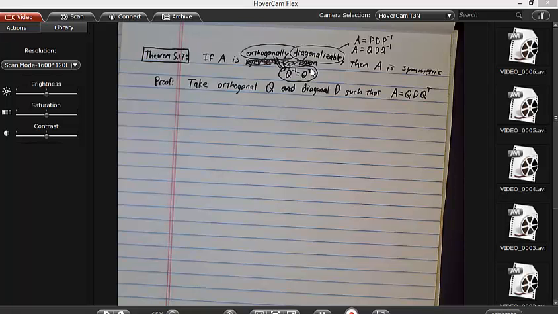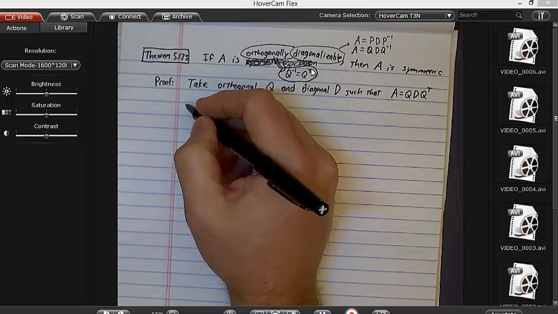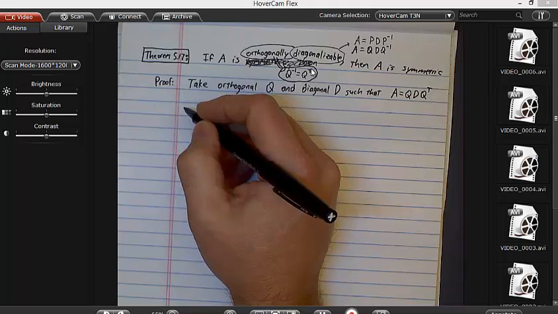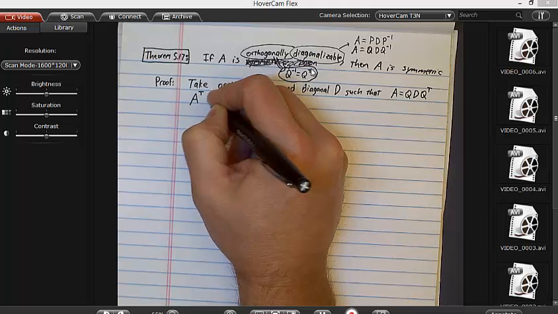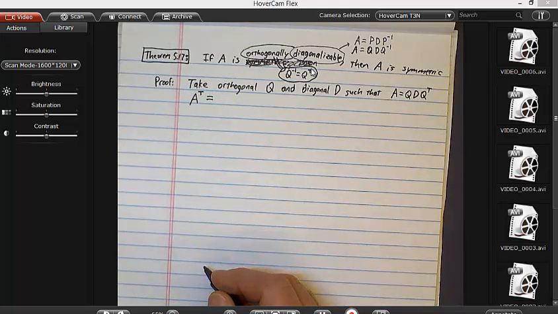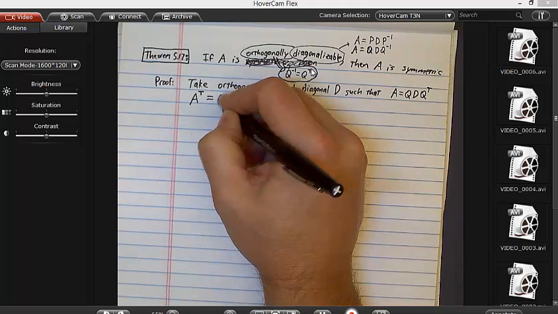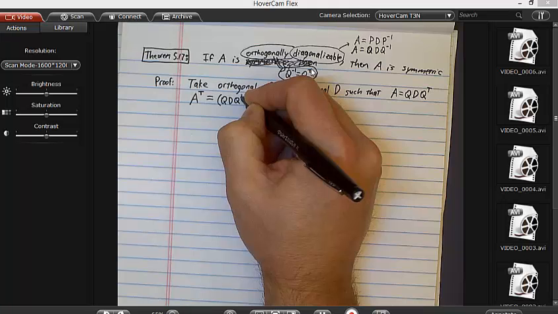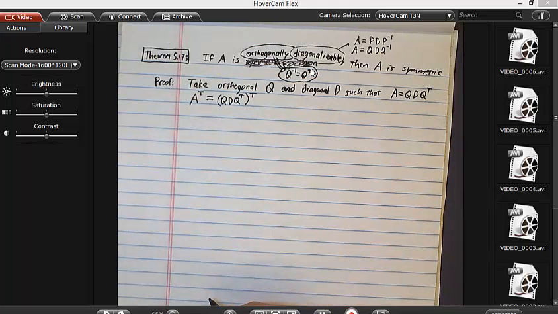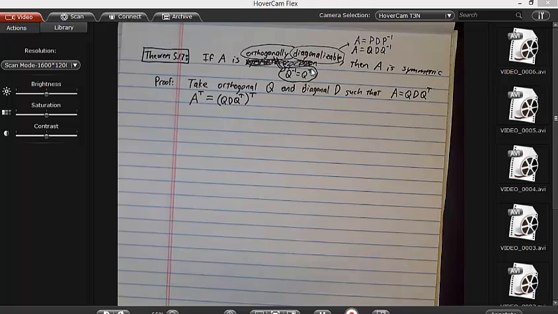Okay, so what do we want to prove? Prove that A is symmetric. How do you do that? Well, we need to show what? That A equals A transpose. So let's think about A transpose. Well, A transpose equals Q D Q transpose, transposed. We just said that that's how we can write A.